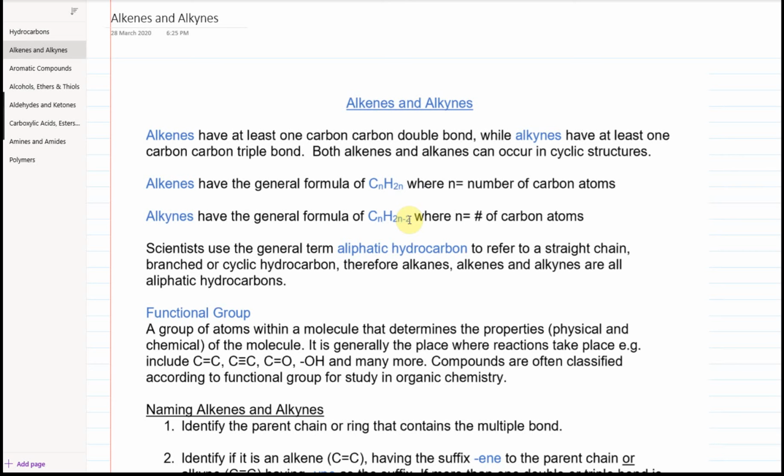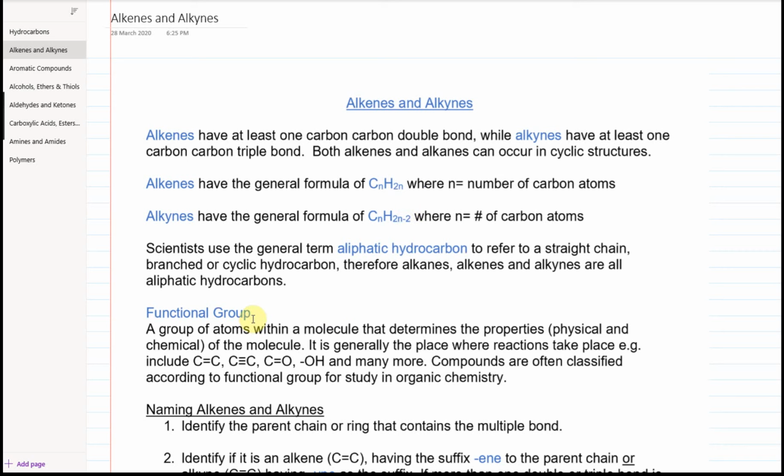Scientists use the term aliphatic hydrocarbon to describe any straight chain, branched, or cyclic hydrocarbon. So that includes alkanes, alkenes, and alkynes. It's not used very often, but I wanted to include it.